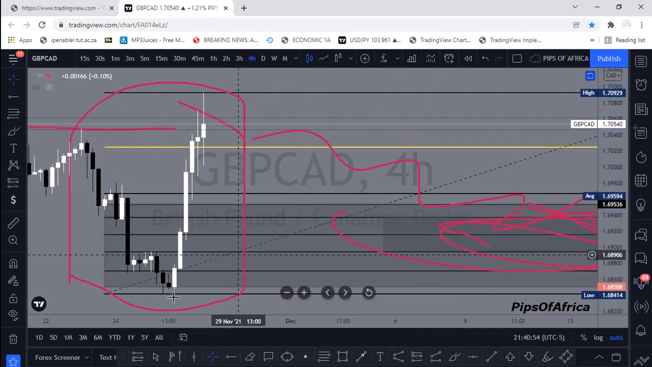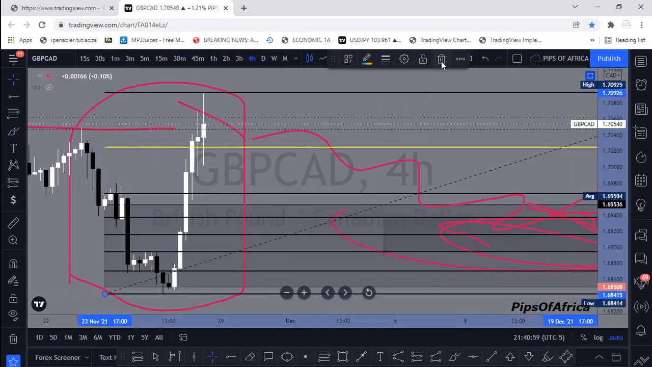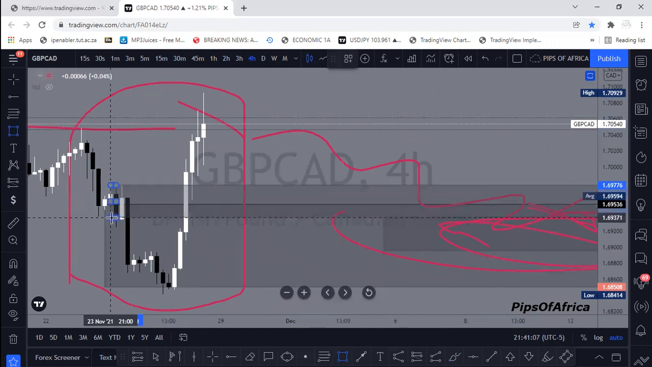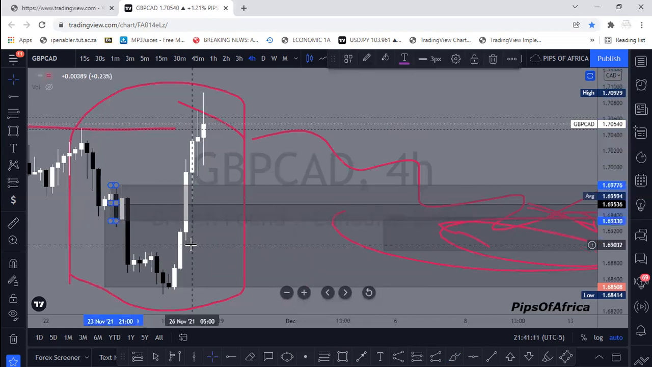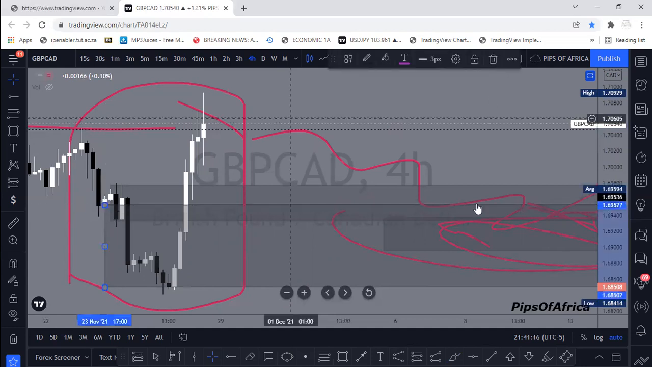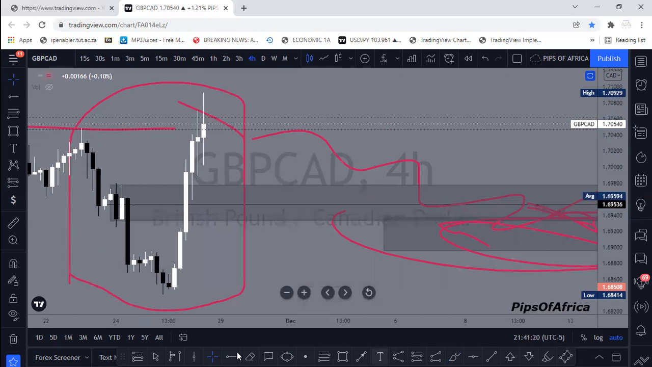So even here, you can see there's something interesting. If I mark this order block, this breaker block, and mark it up, you come here. It is aligning with what? It is aligning with the imbalance, this imbalance.